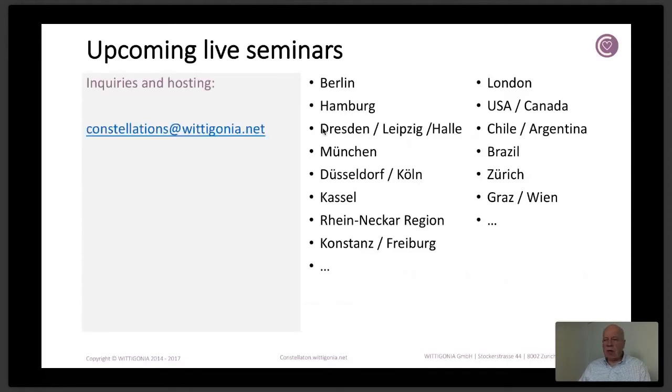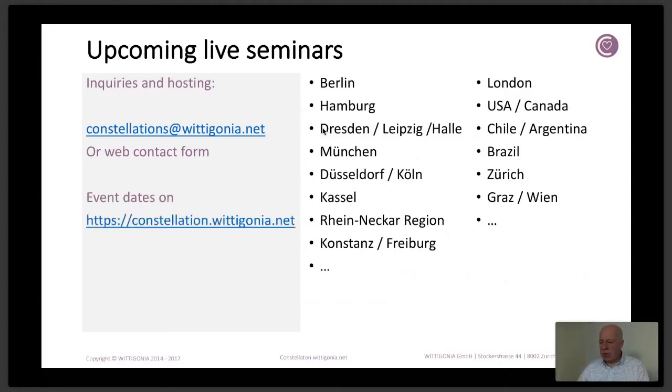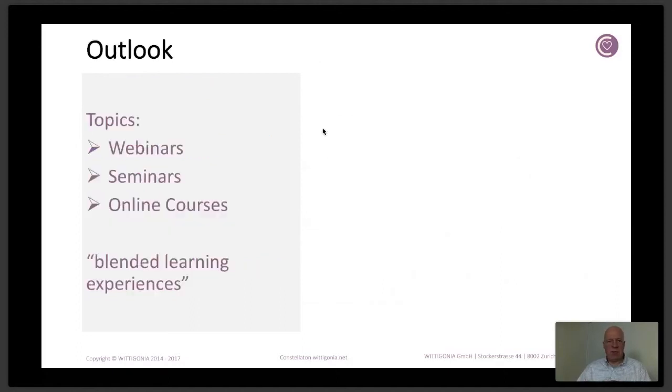So the way to get in touch is through the email constellations@wittigonia.net or the web contact form. You can also check out the event dates on the web, and of course on social media. If you just search for the keyword Constellateur with the C, or @Constellateur, you find it on Twitter, Facebook, YouTube, for example. There's a YouTube channel where you can see the live recaps of the webinars.